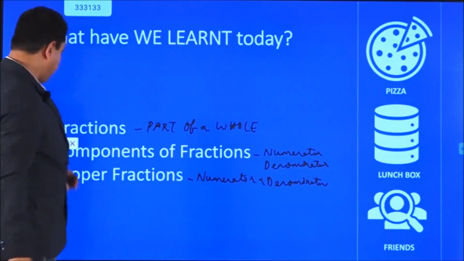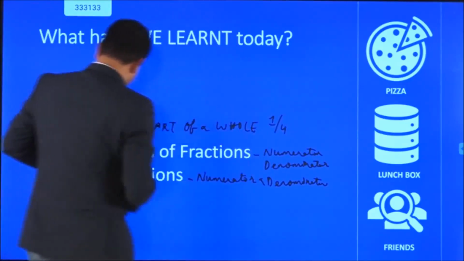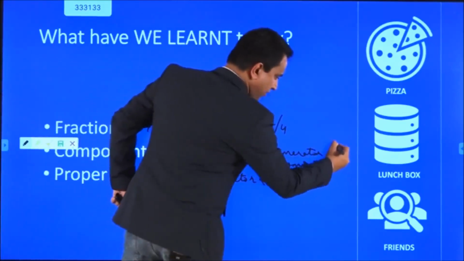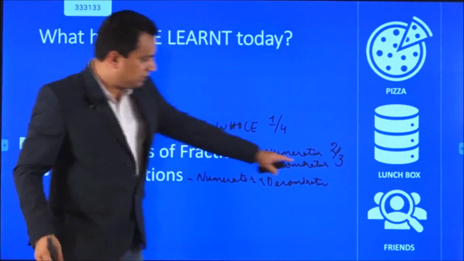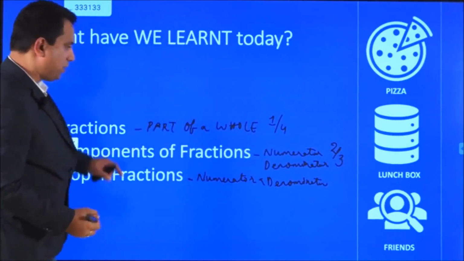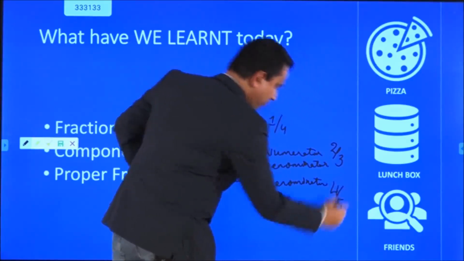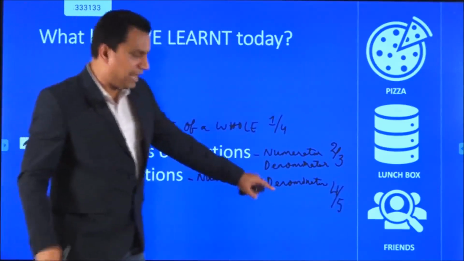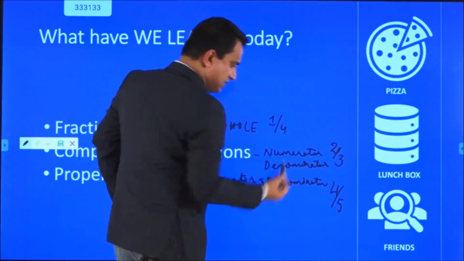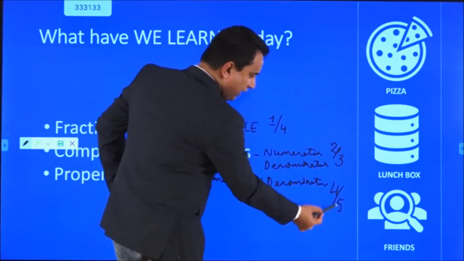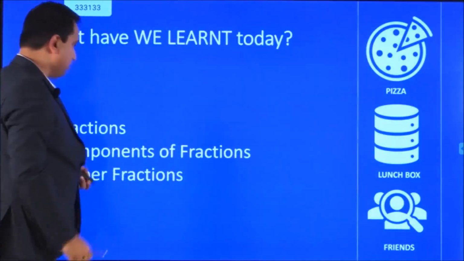Wonderful. Quick examples. A fraction 1 by 4 is a fraction. Components of a fraction. When you talk about a fraction 2 by 3, 2 is the numerator and 3 is the denominator. Let's talk about a proper fraction 4 by 5. Because in a proper fraction, a numerator has to be less than the denominator. 4 by 5, where 4 is the numerator, 5 is the denominator, and 4 is less than 5, that's a proper fraction. Very good.